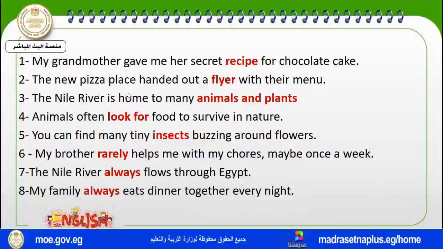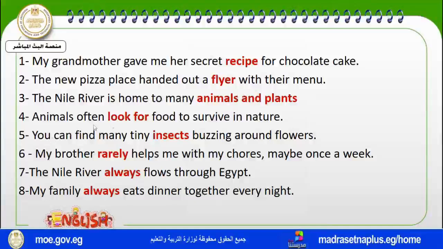And the new pizza palace handed out its flyer with their menu. They didn't give us books because books contain information, not menus. The Nile River is home to many animals and plants, not rabbits, because rabbits live on land, not in the water.